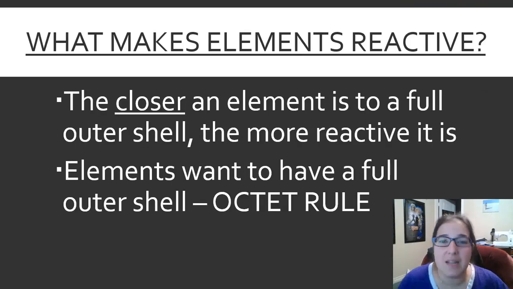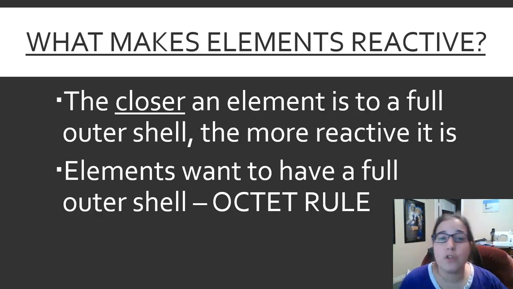So what makes an element or an atom reactive? If it is close to having a full outside shell of electrons, that means it's more reactive. Notice I have the word closer underlined. That does not mean it's full. If it's full, it's not close to being full. It is full, so it's not close. It needs to be close to full. All right? So that means it has like 7 and not 8. That would be close to full.